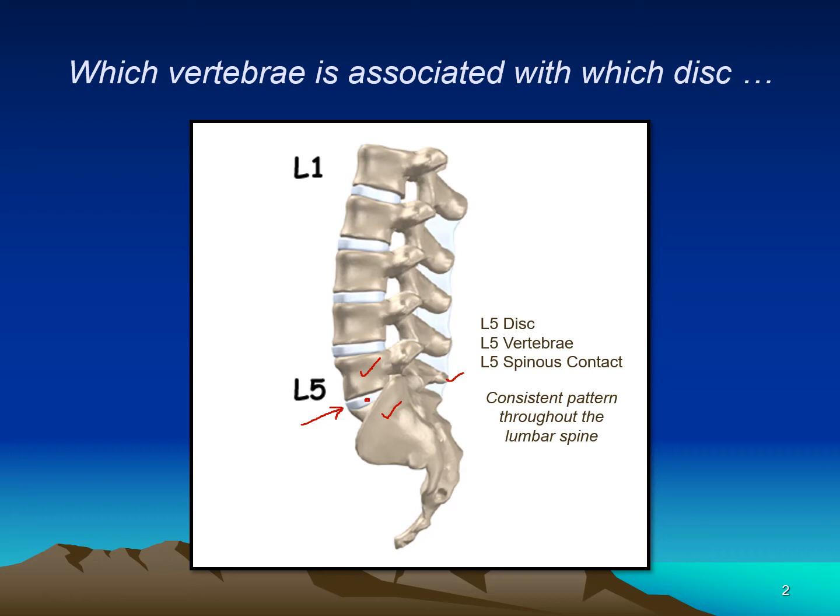So if it was an L1 disc, in order to get decompression of that disc, we would have to get on the L1 spinous process. Typically, we get on the inferior aspect of the spinous process. So we do our best when taking our tissue pull to get on the inferior aspect of the spinous process.